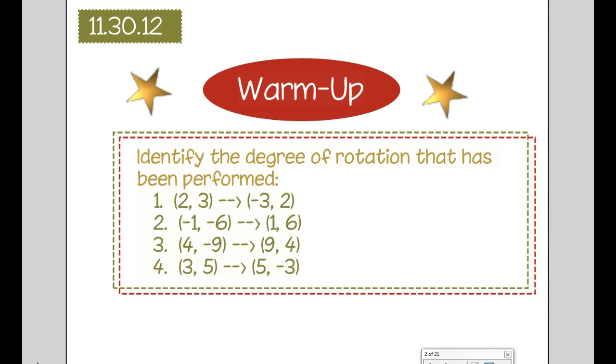And the last thing that we learned was rotations. We learned rotations was the last thing we learned.